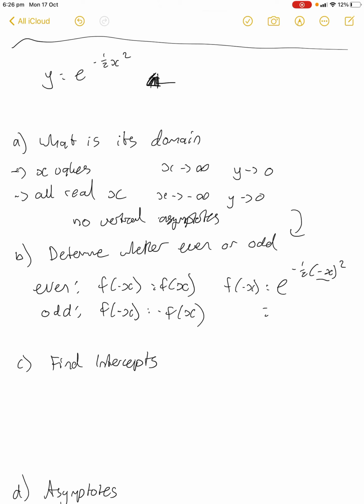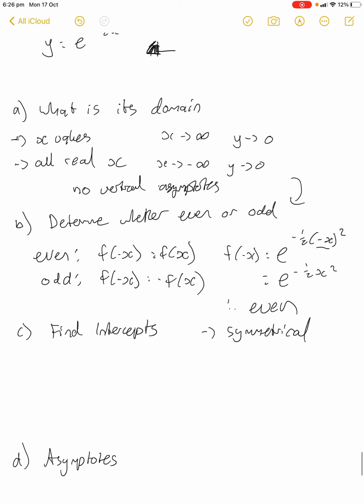What is negative x squared? It's just x squared. And that's going to give us the same function that we had before, which means it's even. And this is really important because if it's even, it's going to be symmetrical. That's a really big part of even functions. And this is actually going to be quite useful later.